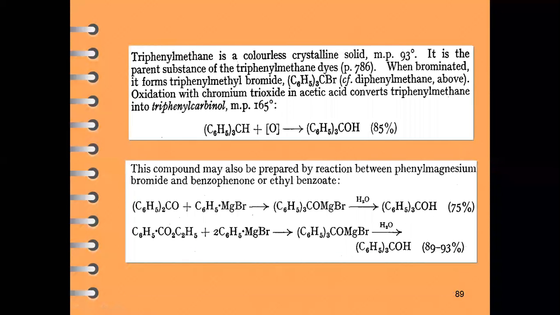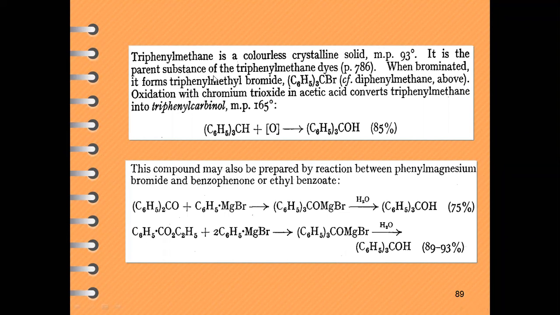Triphenyl methane is a colorless crystalline solid having a melting point of 93 degrees centigrade. See, in case of diphenyl methane, the melting point is 26 degrees centigrade, but the melting point of triphenyl methane is 93 degrees centigrade. It is the parent substance of the triphenyl methane dyes. So these types of compounds are generally used as a dye, a coloring agent.